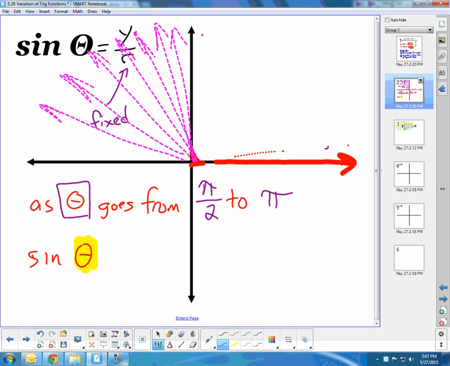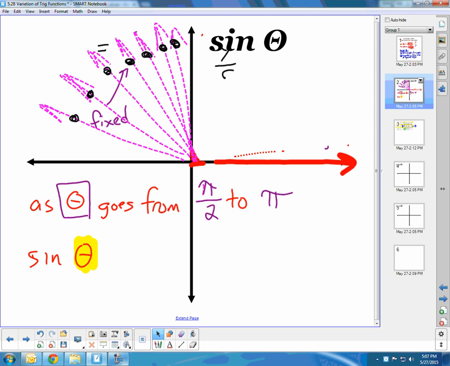But as I'm doing that, and I take successive points along the terminal ray, the y coordinates of these points are getting smaller and smaller and smaller. And since the sine function is really determined by the y coordinate, because we wanted to leave the radius fixed there, the y coordinates are getting smaller. So as theta goes from pi over 2 to pi radians, the y coordinates on my fixed points are getting smaller. So the output of sine of theta, this whole value, is decreasing.